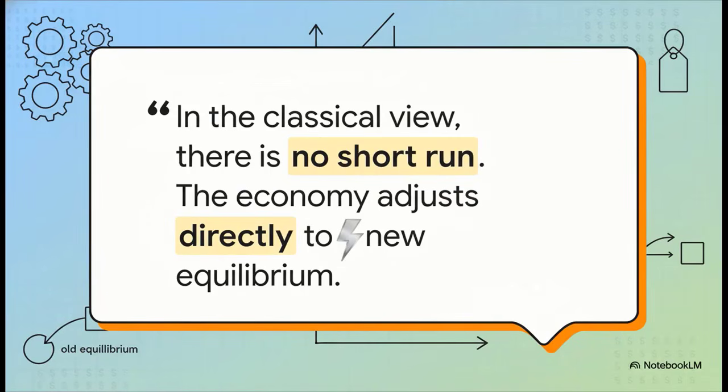This quote right here, this gets to the absolute core of the classical view. When it says there's no short run, what does that actually mean? Well, it means this whole model is built on the assumption that things like wages and prices are perfectly flexible. They can adjust on a dime. So there's no long, messy transition, no painful recession. The market just snaps, almost instantly from the old equilibrium to the new one.